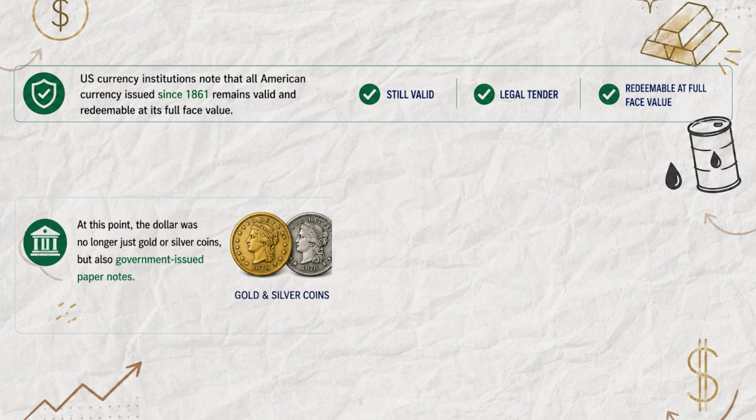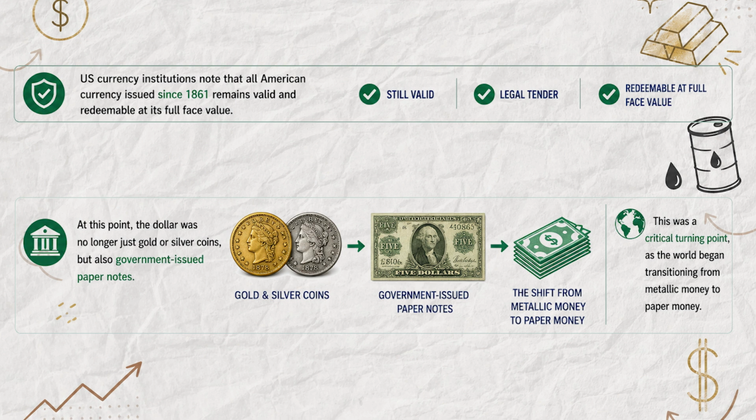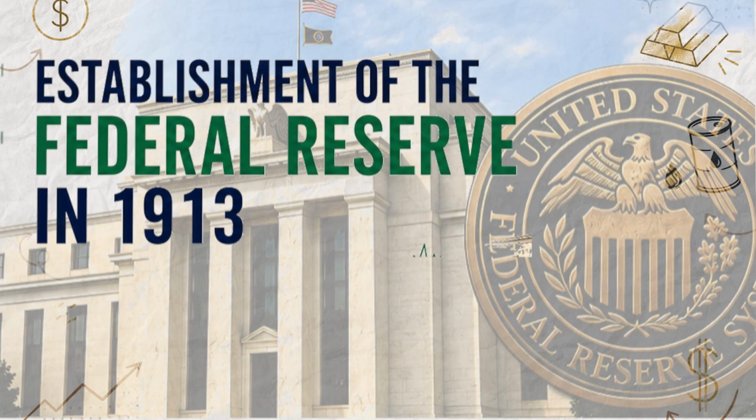At this point, the dollar was no longer just gold or silver coins, but also government-issued paper notes. This was a critical turning point as the world began transitioning from metallic money to paper money.